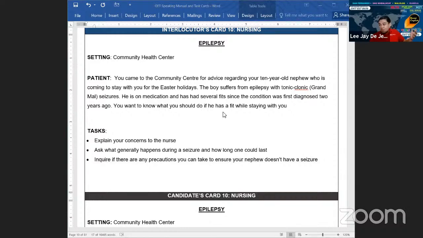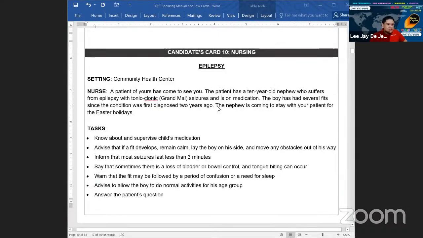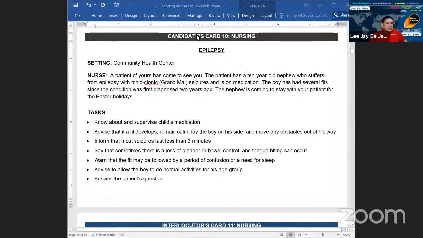Okay. How about the nurse's card? Show our audience. Okay, candidate card number 10, epilepsy setting, of course, community health center. So it's not an emergency room, it's not a hospital ward, it's not a private clinic, it's a community health center, so it's public. A patient of yours has come to see you.